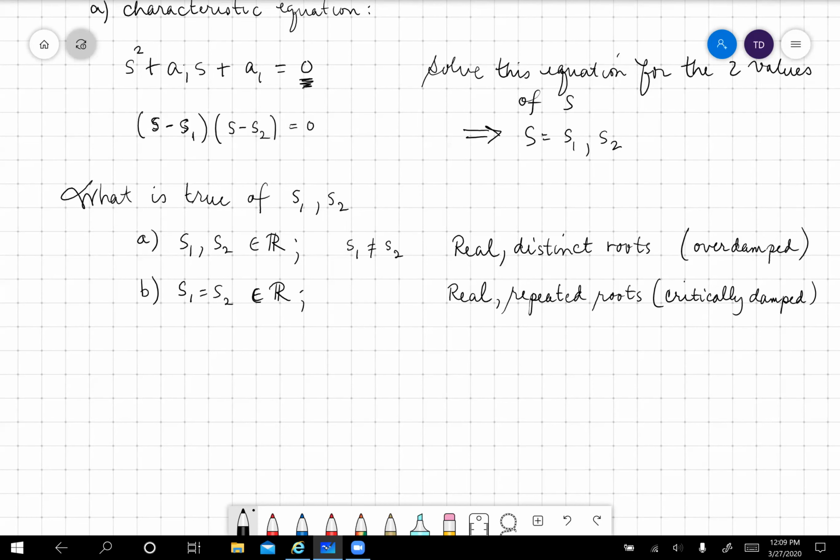And then the third case is the ugliest case, ugly just because the numbers are complex. Otherwise, it's not that bad. So it's S1 is equal to S2 complex conjugate. I want you to notice here, when S1 is equal to S2, just a note, they are the complex conjugates of each other, right? And I'll come to that in a moment. So this is complex conjugate roots.